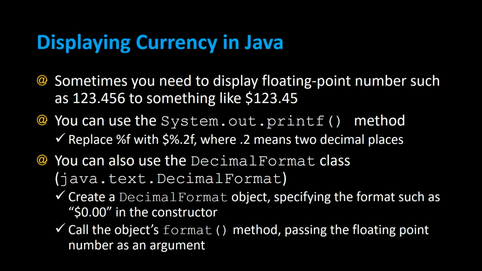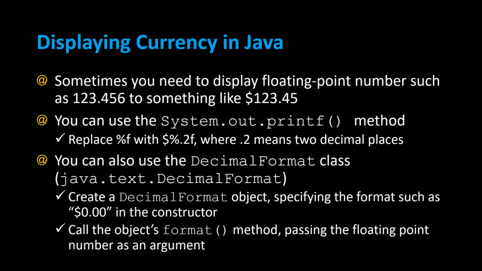Displaying currency in Java. Sometimes you need to display floating point numbers such as 123.456 as something like $123.46. You can use the System.out.printf method, where you replace the %f specifier with $%.2f, where .2 means 2 decimal places.